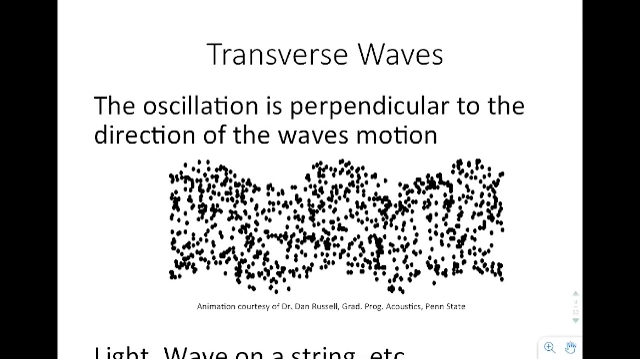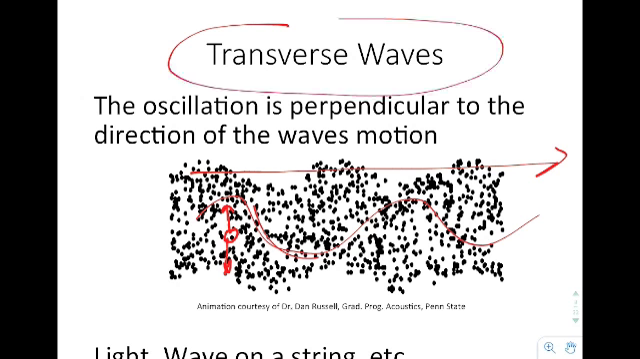A transverse wave is one in which the oscillation of a particle is perpendicular to the direction of the motion. So this wave is moving from left to right. The wave is moving as it goes across this way, like an ocean wave. The problem with this is if you were to look at an individual particle, just one little particle, all that particle does is move up and down. It doesn't move left or right, it only moves up and down. That's the hallmark of what we call a transverse wave.